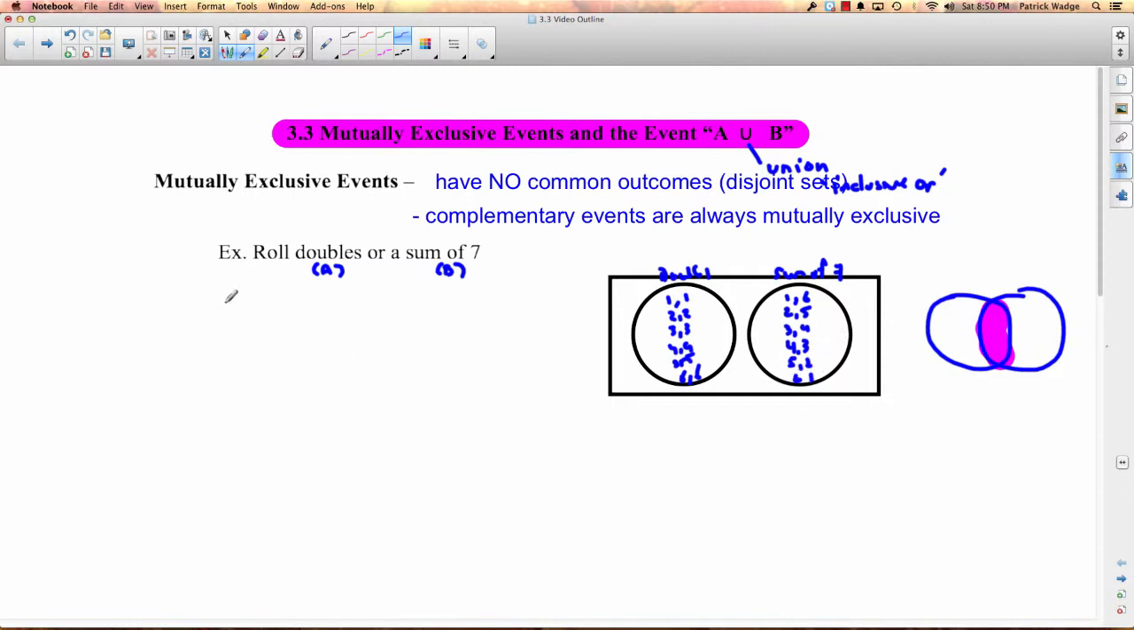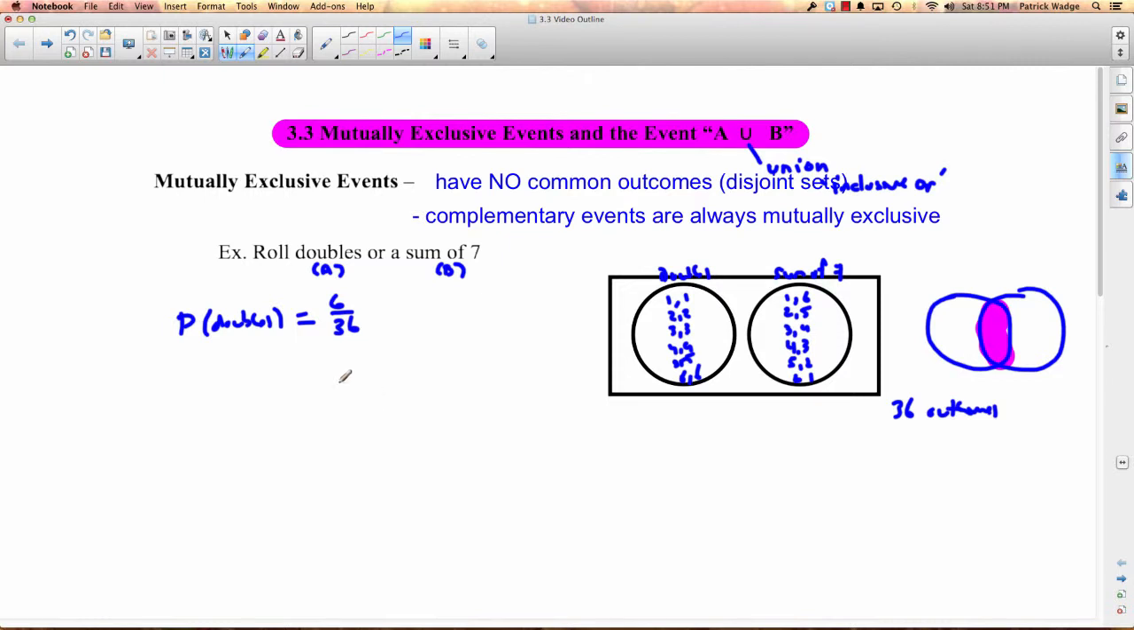Now what I'd like to do is look at the probabilities. Oh, by the way, when you roll dice, how many different possibilities are there? On the first die, there are 6 possibilities, and on the second die, there are also 6 possibilities, for a total of 6 times 6, or 36 outcomes when you roll 2 dice. So let's take a look at our probabilities. The probability of getting doubles, the probability of A, is 1, 2, 3, 4, 5, 6. There are 6 favorable outcomes out of 36 total.